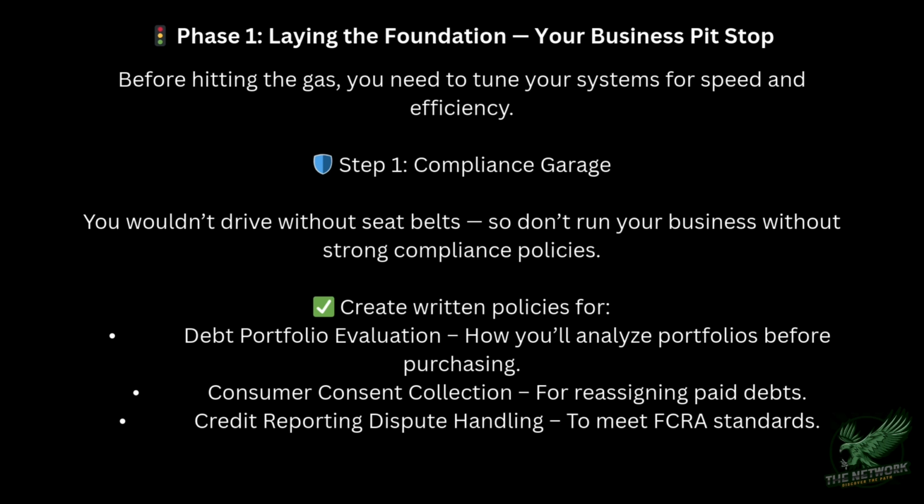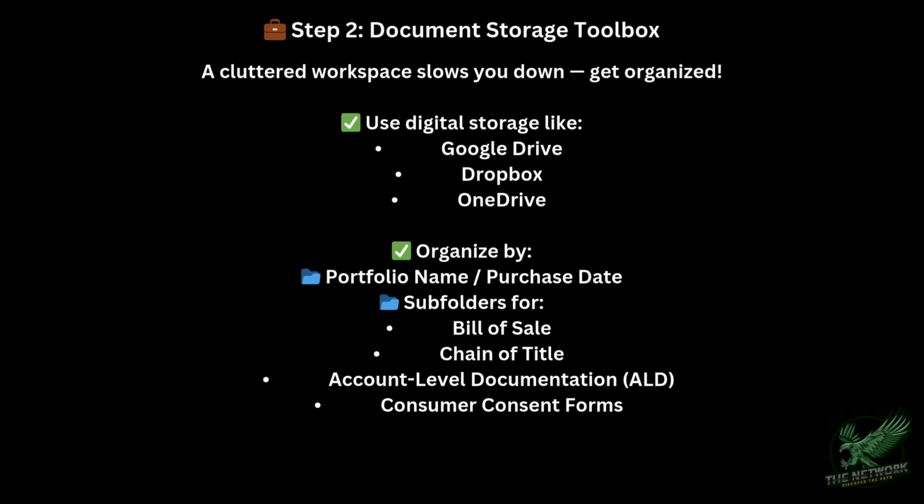Step one, compliance garage. You wouldn't drive without seatbelts, so you don't run a business without strong compliance policies. This is something you have to get approved, once again, for the data furnishing. There is an application for that, and it is going to ask you for your policies. So create written policies for debt portfolio evaluation, how you analyze portfolios before purchasing, consumer consent collection for reassigning paid debts, credit reporting, and dispute handling, like we just talked about, to meet FCRA standards. This is stuff that the data furnishers are going to ask you about.